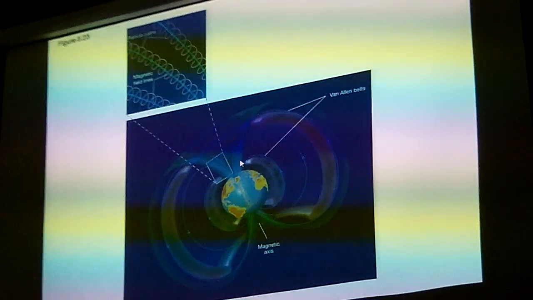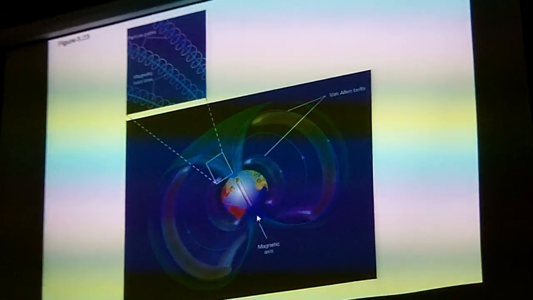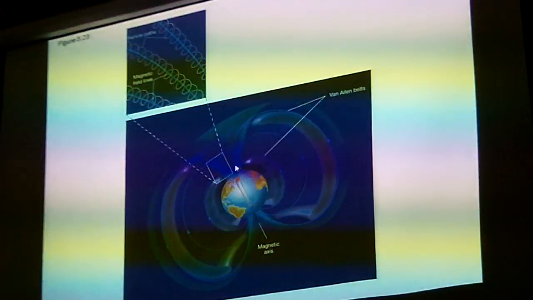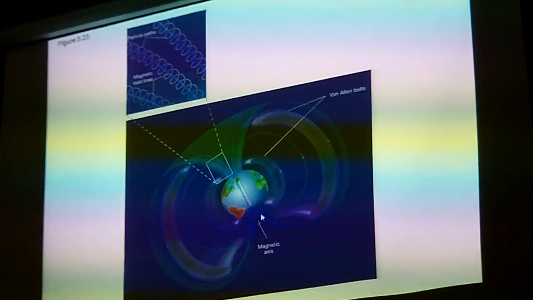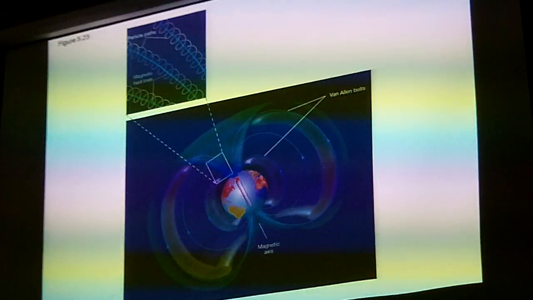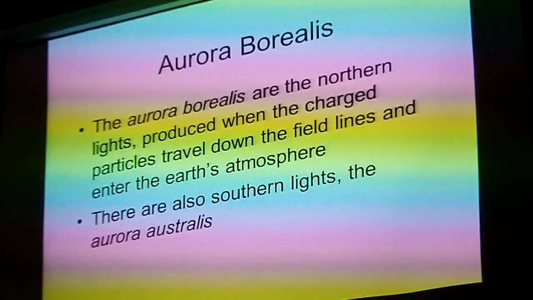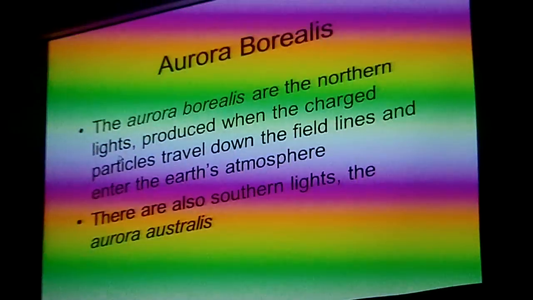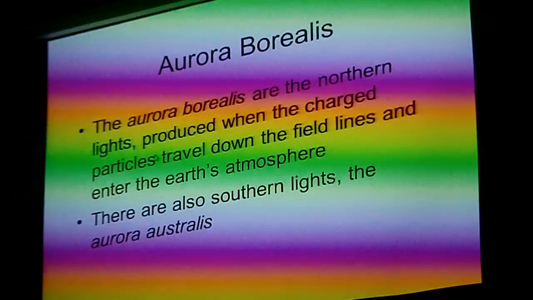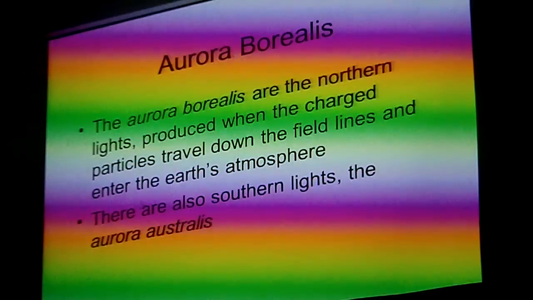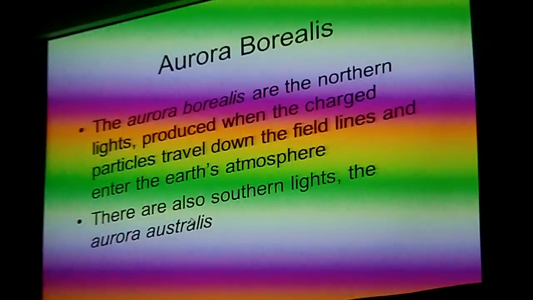And you know what we call those lights in the North and South Poles? Oh, the auroras. The North Pole is called the Aurora Borealis, and the South Pole is called the Aurora Australis. The Aurora Borealis are the northern lights. You ever heard of those? Produced when the charged particles travel down the field lines and enter the Earth's atmosphere.